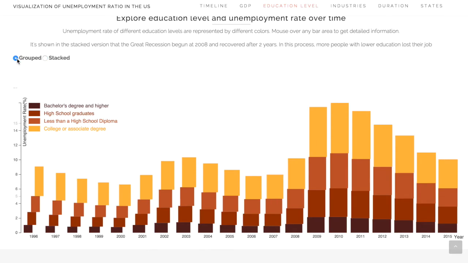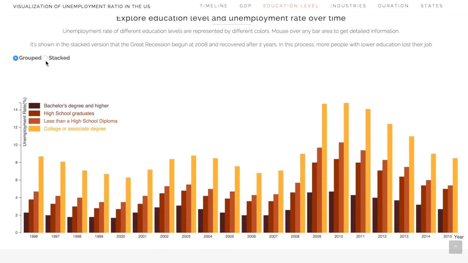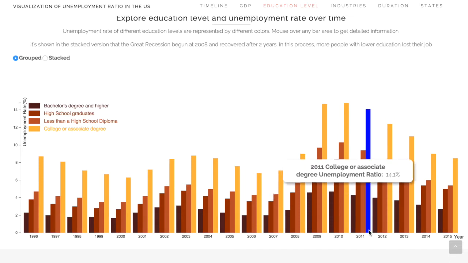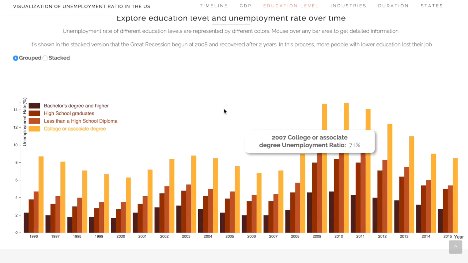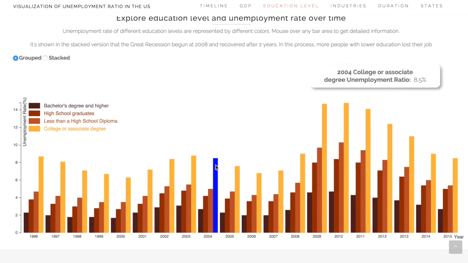It can change between group bar chart and stack bar chart. The diagram I'm showing is the unemployment comparison between education in recent 20 years. In the stack version, with the knowledge we got in timeline, the Great Recession began at 2008, and it recovered after 2 years. Beyond this appearance, it also tells us more people with lower education lost their job.